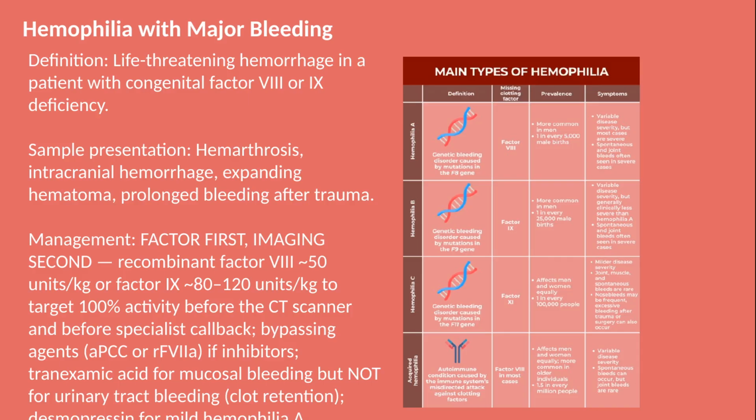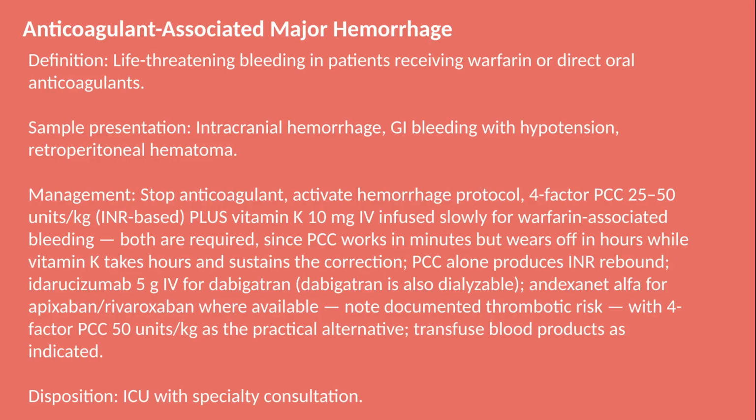Tranexamic acid helps with mucosal and dental bleeding, but never substitutes for factor. Replace before any invasive procedure. Admit ICU for critical bleeding. Anticoagulant-associated major hemorrhage is now an everyday emergency. Intracranial bleeding, gastrointestinal hemorrhage with hypotension, or a retroperitoneal hematoma in a patient on warfarin or a direct oral agent.